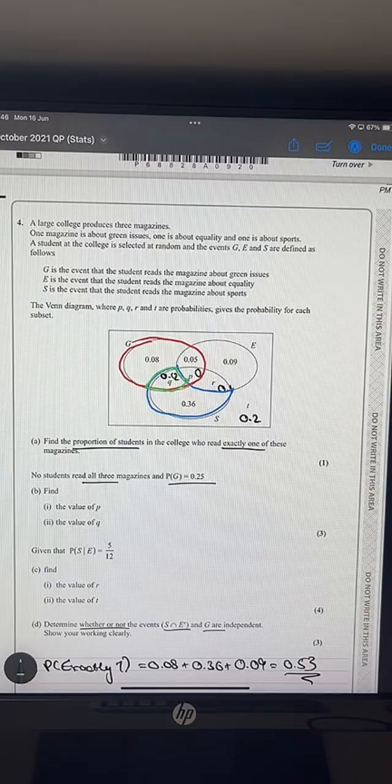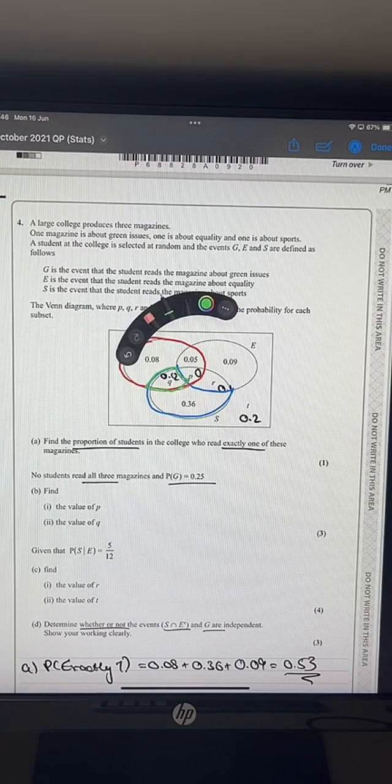Was stressing for a second, thought this was further GCSE. Nah, don't worry, this is not further GCSE.